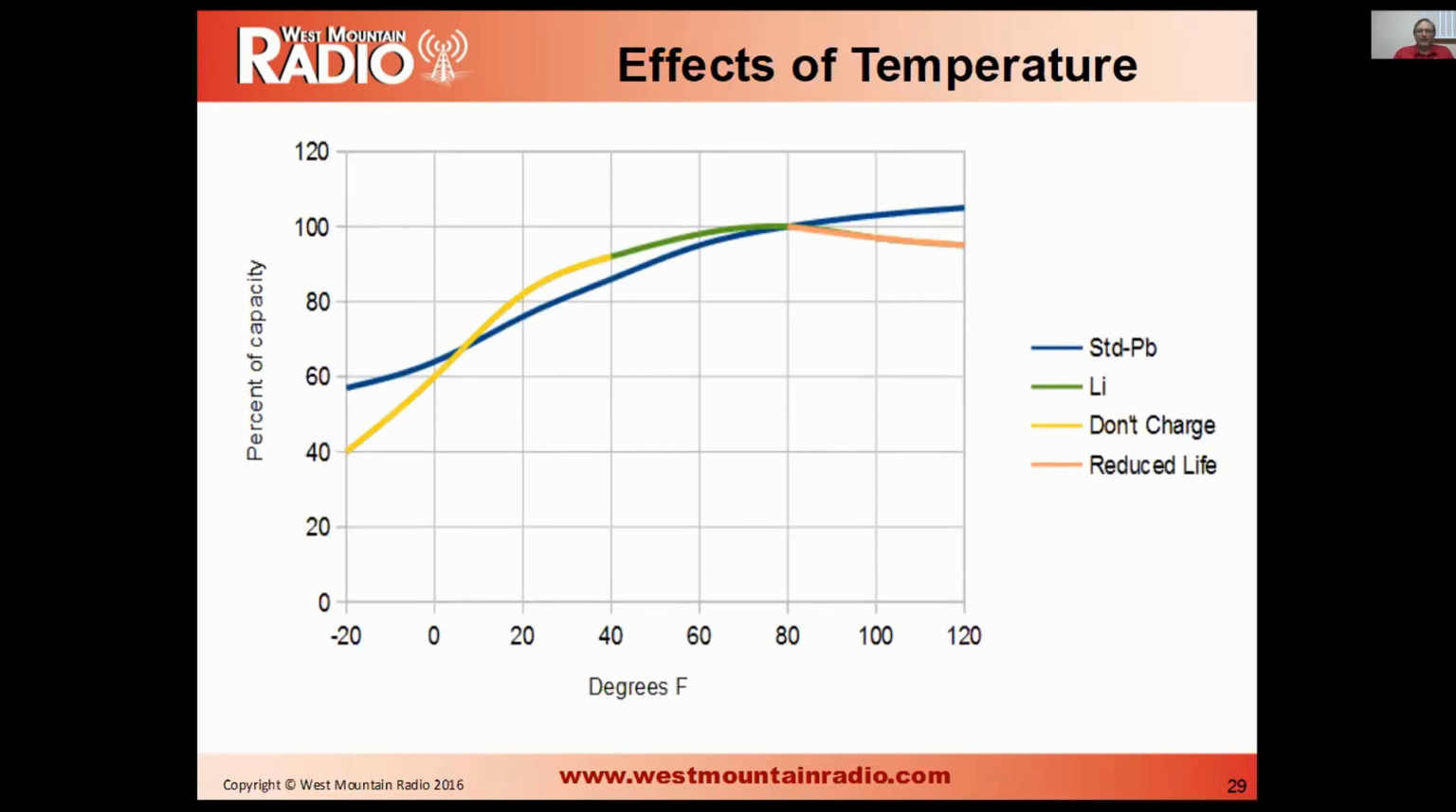Temperature, the green line represents the lead acid battery. The lead acid battery puts out more energy as the temperature gets higher, puts out less energy as the temperature gets lower. The lithium battery, however, has a limit of about 32 degrees that you can charge it at. You cannot charge a lithium battery below freezing. It also begins to degrade very quickly after about 80 degrees F. So it's got a sweet spot as to where you want to operate that battery.